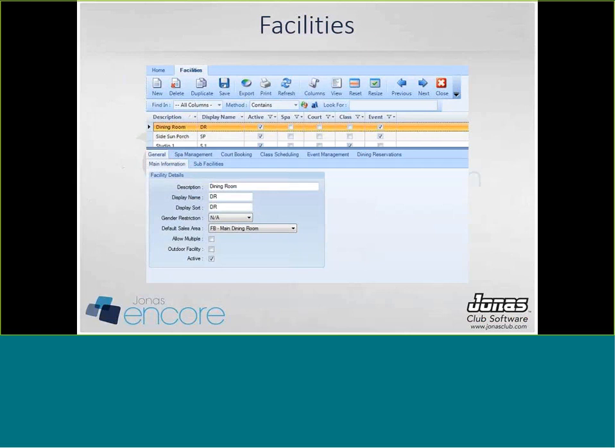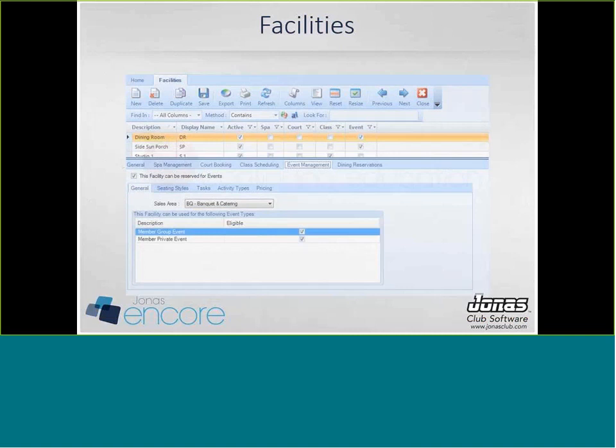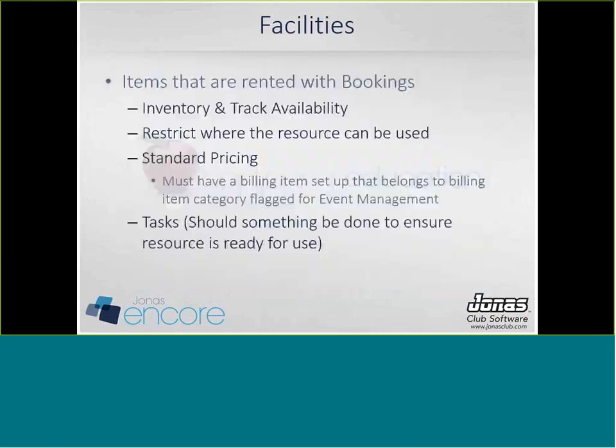There's just a screenshot here where the dining room could also be booked for events. And there's the individual settings that you can see in here. So we'll talk a little bit about resources, and resources are also found in system administration. So resources are items that are rented with bookings. So you can track the availability of your resources. So if you have a projector and you only have one of them, you can track this so that you don't double book that machine.